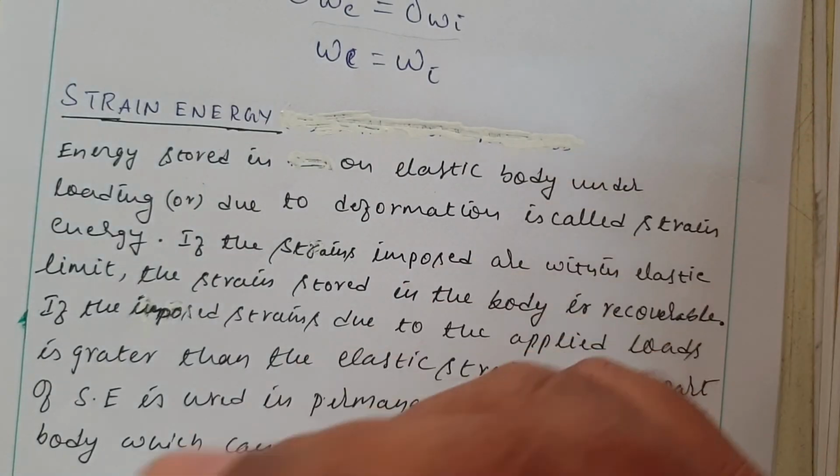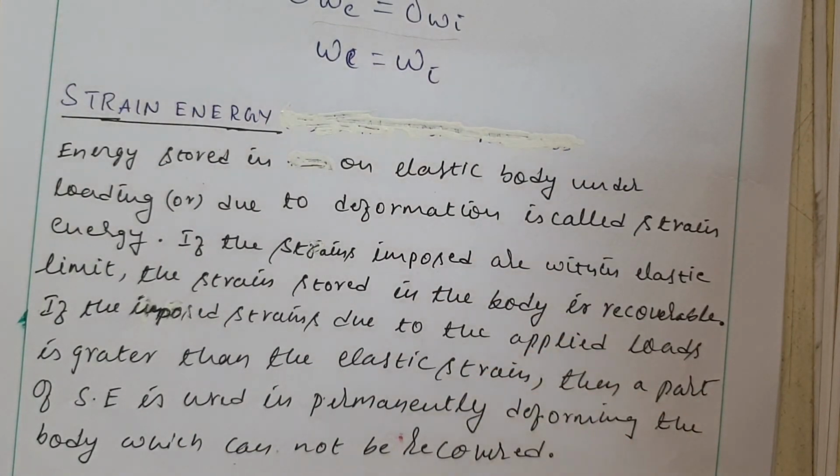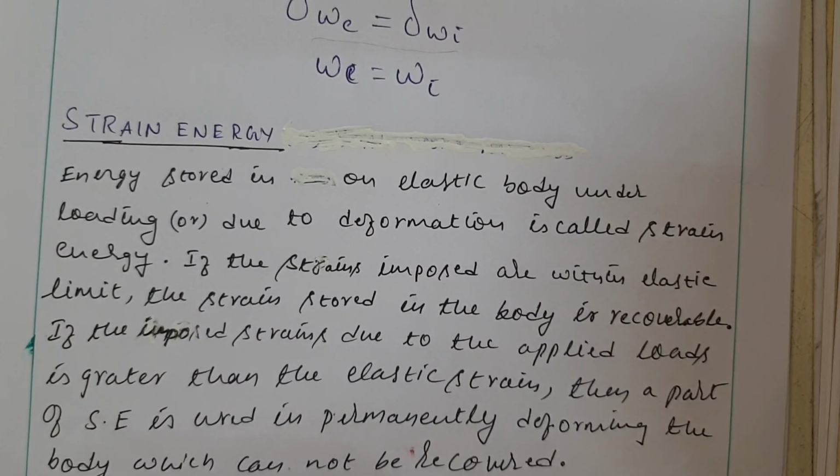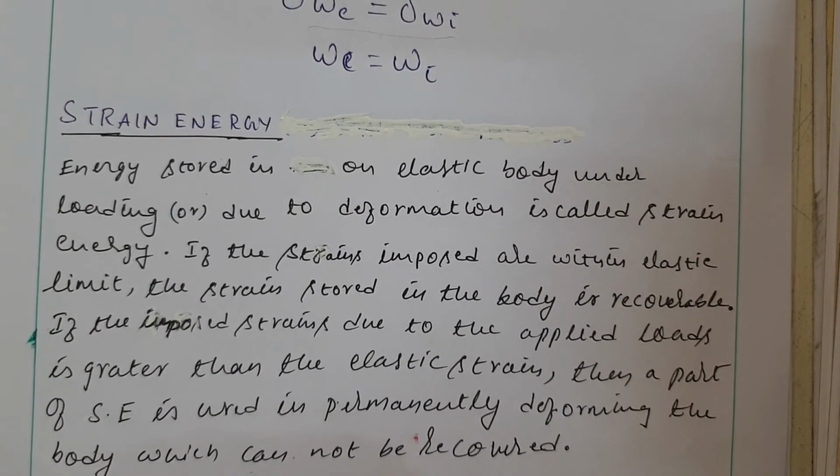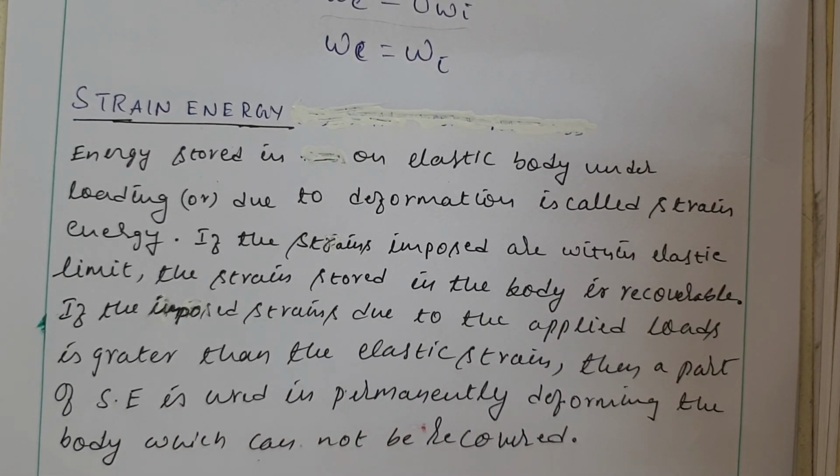When this condition holds good, that is, if you load a body over the elastic limit, then we can say some portion of strain energy will remain on the object. You can see that from the two demonstrations we have given. Keep it in mind: within the elastic limit, whatever strain you applied will be released. If you apply load beyond the elastic limit, some portion of the strain will be there on the object permanently. That is called permanent deformation.